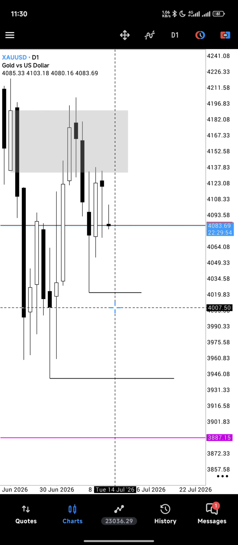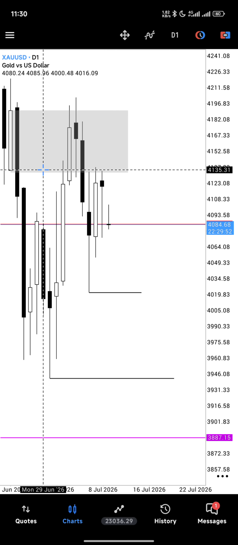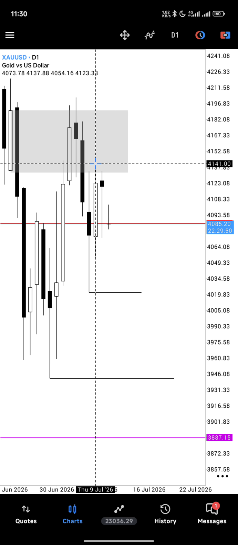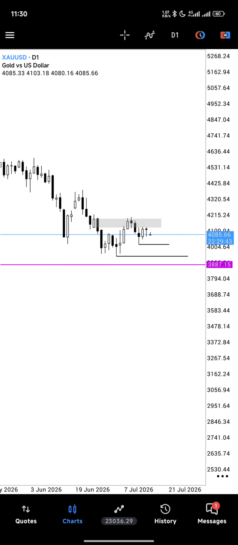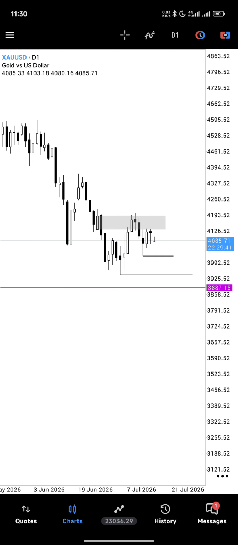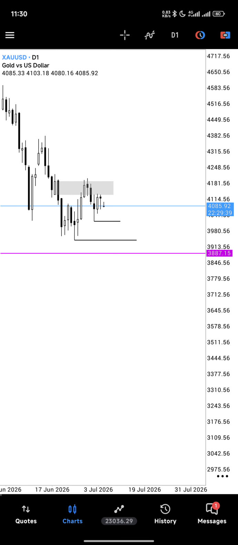While we're expecting this, remember price is reacting from a daily order block. On a weekly time frame, price is bearish. On a daily time frame, price is still bearish. You can clearly see price is bearish. So let's go to the 4-hour time frame.